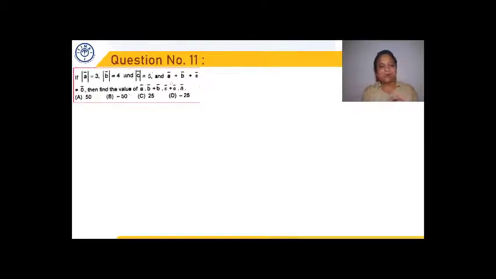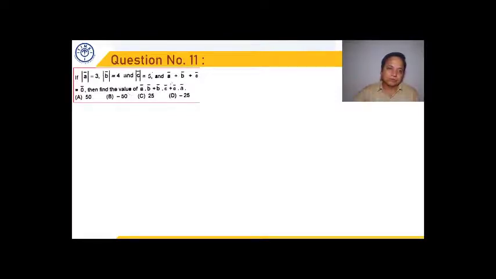It says the modulus of vector A is 3, the modulus of vector B is 4, the modulus of vector C is 5, and vector A plus vector B plus vector C is equal to 0, the null vector. Then we have to find the value of A dot B plus B dot C plus C dot A. Its value we are supposed to find.